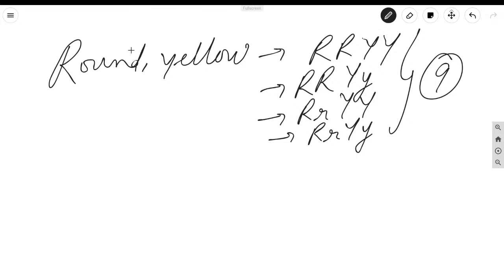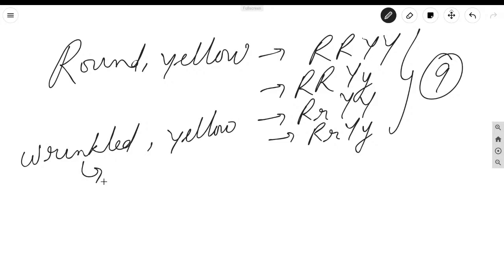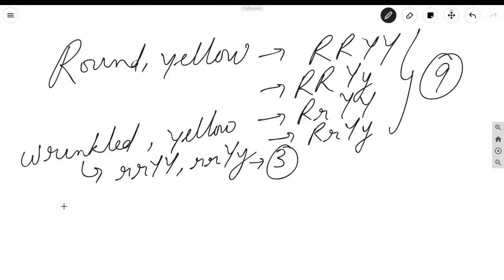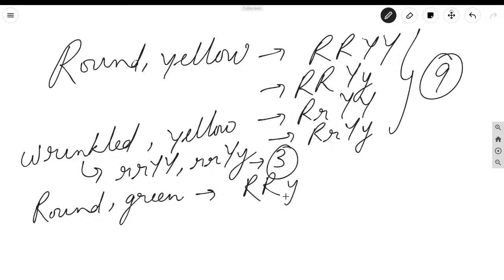Now let's make one of the characters recessive. Let's make it wrinkled yellow. If you are looking at wrinkled yellow, then wrinkled must be small r, capital Y, or small r, capital Y, small y. They will be three in number. Okay. Then you can say round and green. If I'm talking about round and green, it will be capital R, small y, or capital R, small y. They are also three in number.